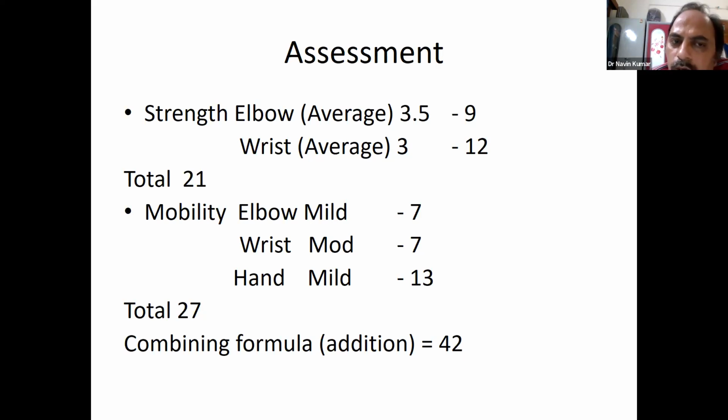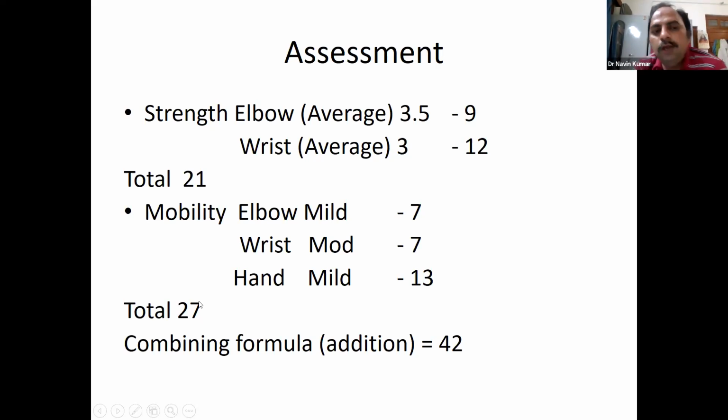Now we do mobility. Since the elbow was mildly involved, and the elbow maximum is 20, if it is mildly involved, 20 into 1/3 comes to approximately 7. Similarly, wrist maximum percentage is 10. If moderate, it means 10 into 2/3, so it again comes to 7. And hand was mildly involved. Hand has the maximum percentage in the upper limb, 40%. If it is mildly involved, we do 40 into 1/3, it becomes 13. So if we add all this mathematically, we get a figure of 27.